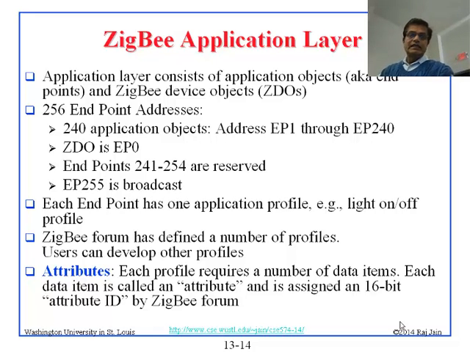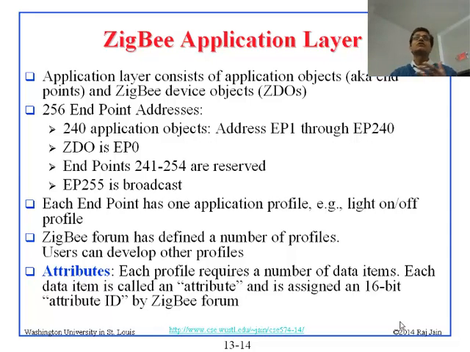Okay. Each endpoint has one application profile. So it might say that on port number or endpoint number 6, I'm running a light. You could be running a light on some other port number as well. And so the ZigBee forum has defined a number of profiles, just like Bluetooth. They have defined a light profile, a switch profile, and so on and so forth. And each profile requires a number of data items. Each data item is called an attribute. So that name is a little bit confusing to me. Attribute looks like property, but this is the object.